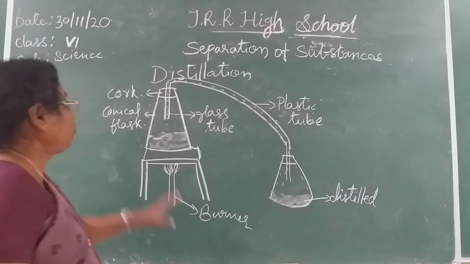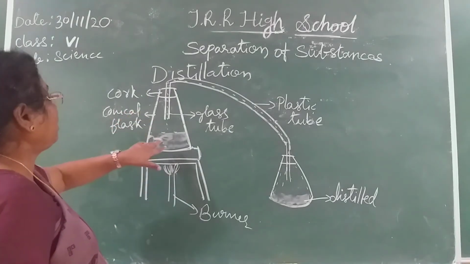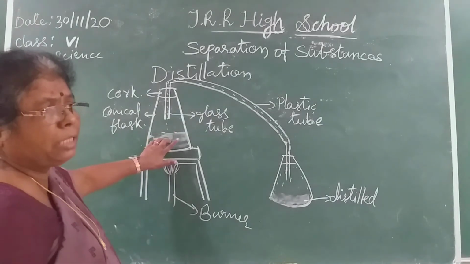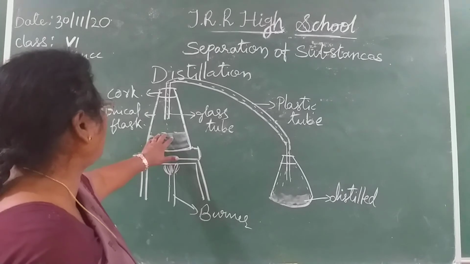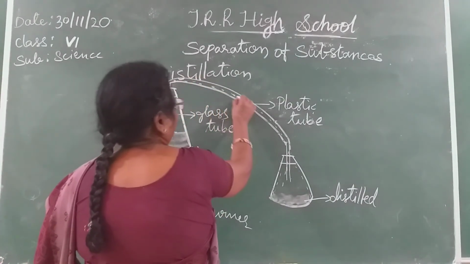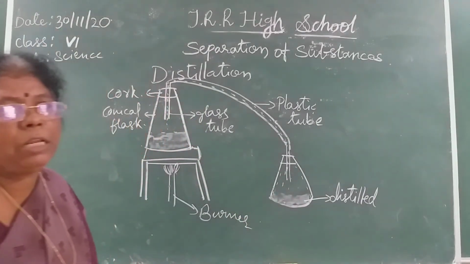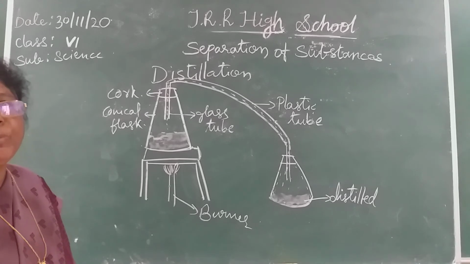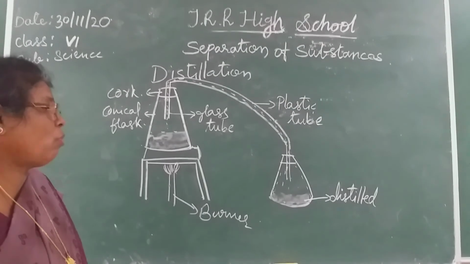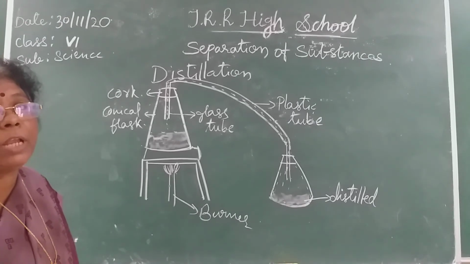So, what you are doing here: in the conical flask which you are keeping on the height, you are taking tap water. When you are heating the water, what happens? It changes into vapor. The water vapor passes through the rubber tube and is collected in the second conical flask in the lower position. The water vapor, water droplets, change into water and are collected in the second conical flask.